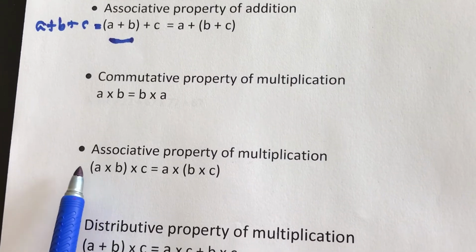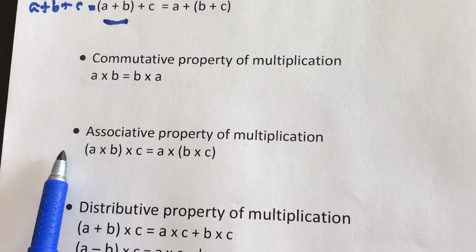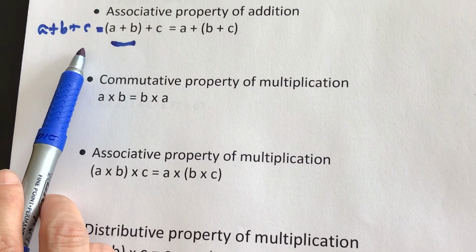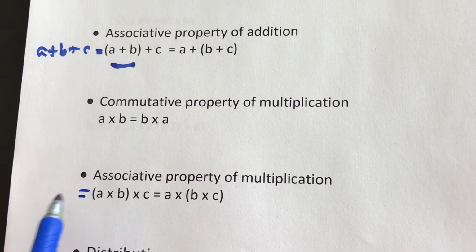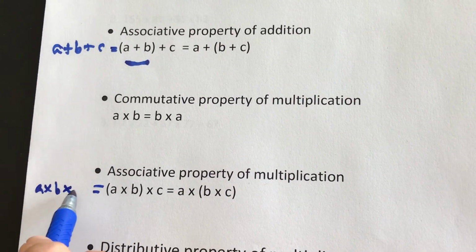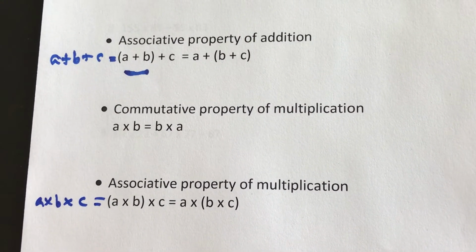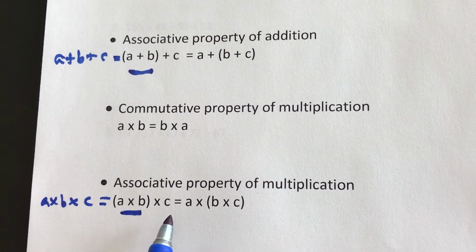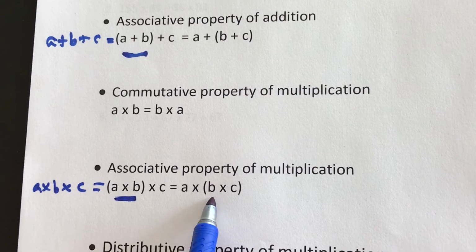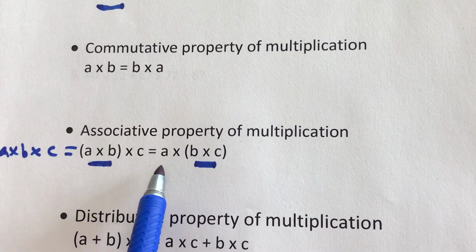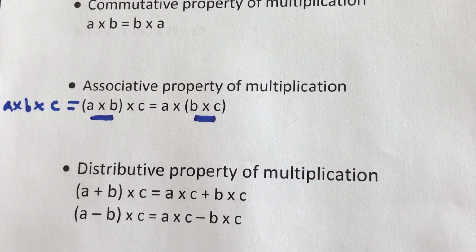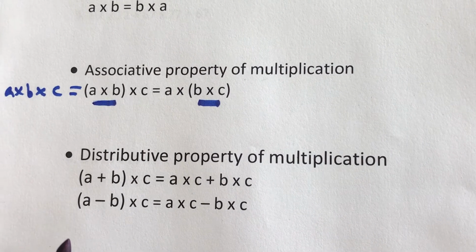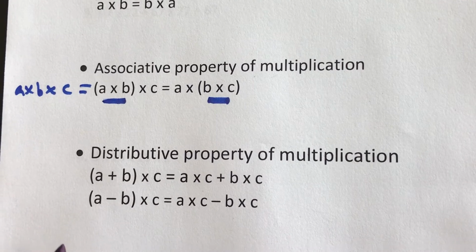The next property is the associative property of multiplication. This is similar to what we have seen with three numbers adding together. Now we have three numbers multiplying together, a multiplied by b multiplied by c. You can choose to multiply a and b together first and then multiply c, or you can choose to multiply b and c together first and then multiply a. Again, depending on which two numbers you pick, sometimes your calculation can be much easier. We will see this in an example in a little bit.